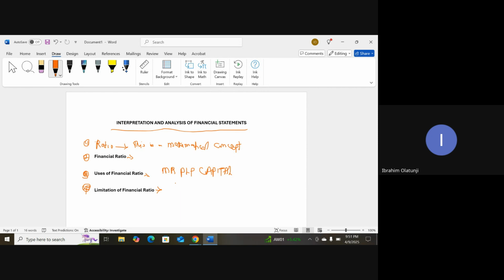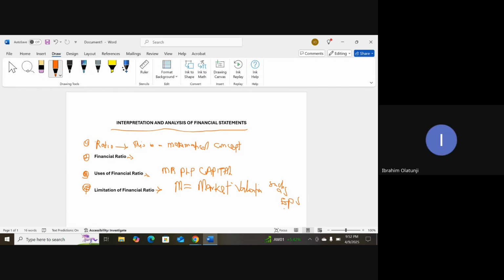Where M represents market valuation. So one of the uses of financial ratio is market valuation. Examples of market valuation include EPS, earnings per share. Are you with me?